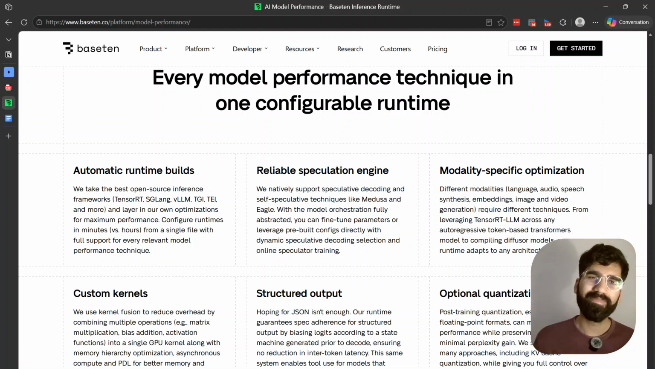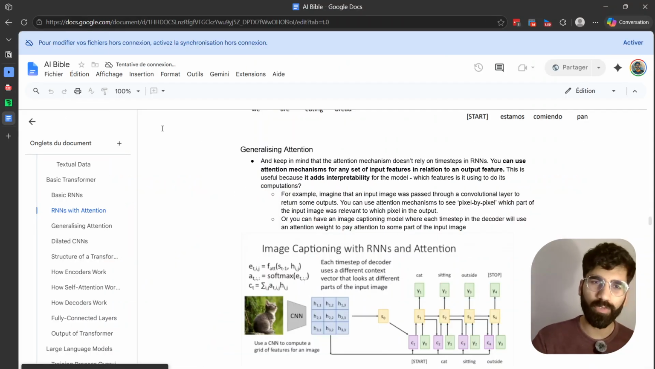Hey everyone. Recently I found out about this cool company called Basetime. They work on making transformers run very fast for end usage, actual deployment for customers. And I thought I understood transformers pretty well.